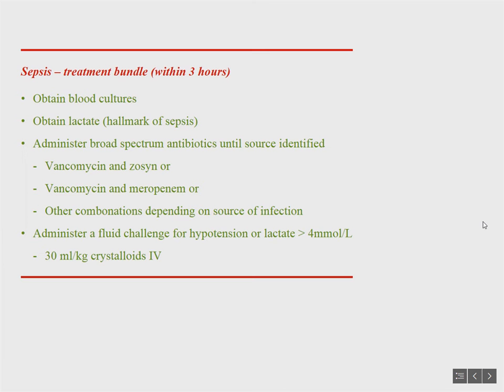First of all, we need to find out where the infection is, right? So we're going to obtain blood cultures to see what we're dealing with, what kind of infection it is. Obtain a lactate level, which we'll talk about in a minute. We've got to give some antibiotics, and we may need to give some fluids for that low blood pressure. So let's talk about these a little bit individually.